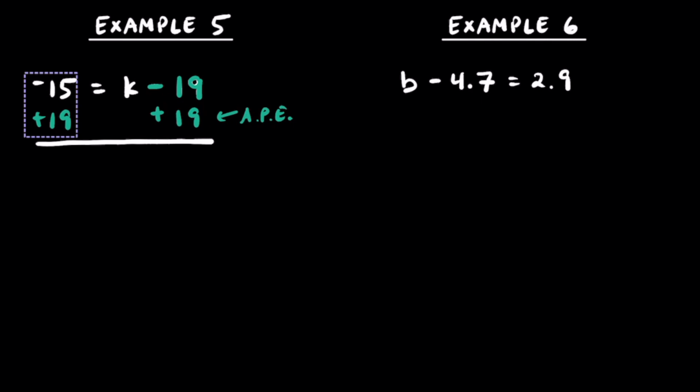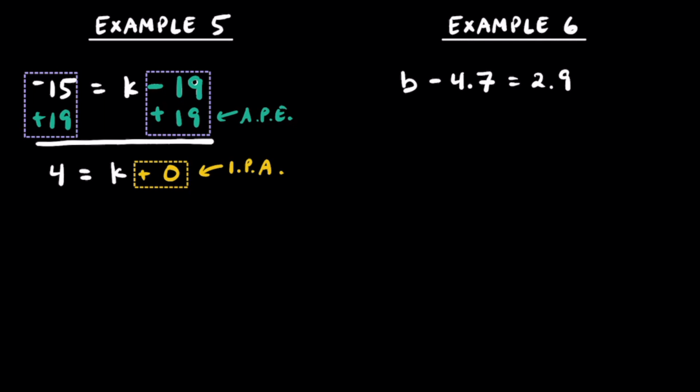On the left, negative 15 plus 19 is going to equal positive 4. And on the right side, this minus 19 and plus 19 cancel out to make 0, so we can write k plus 0. Let's drop that 0 by using the identity property of addition, so we can say that 4 is equal to k, or the value of k is equal to 4. There's our solution.